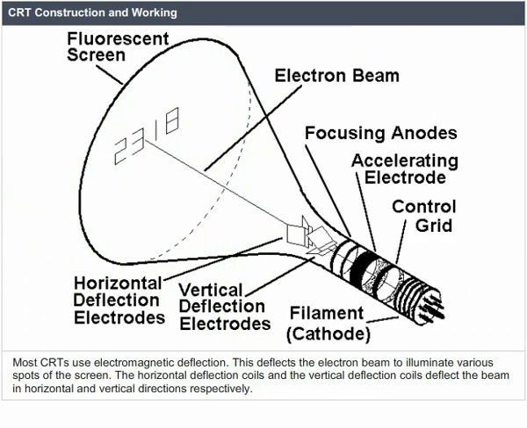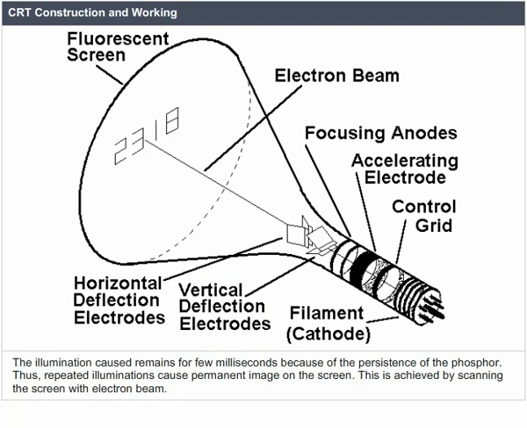Most CRTs use electromagnetic deflection. This deflects the electron beam to illuminate various spots of the screen. The horizontal deflection coils and the vertical deflection coils deflect the beam in horizontal and vertical directions respectively. The illumination last for a few milliseconds because of the persistence of the phosphor. Thus, repeated illuminations cause a permanent image on the screen. This is achieved by scanning the screen with the electron beam.